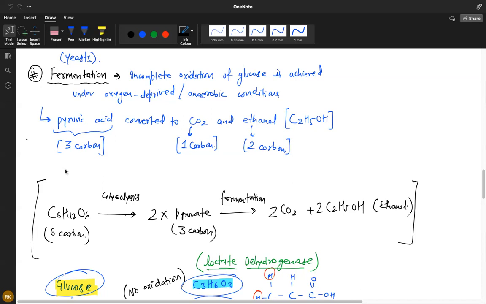So fermentation is the process of incomplete oxidation of glucose under oxygen deprived or anaerobic conditions. Correct. In fermentation, pyruvate is converted into carbon dioxide and ethanol, C2H5OH, and if complete oxidative breakdown takes place, then only carbon dioxide will be produced as a carbon output molecule. Perfect.